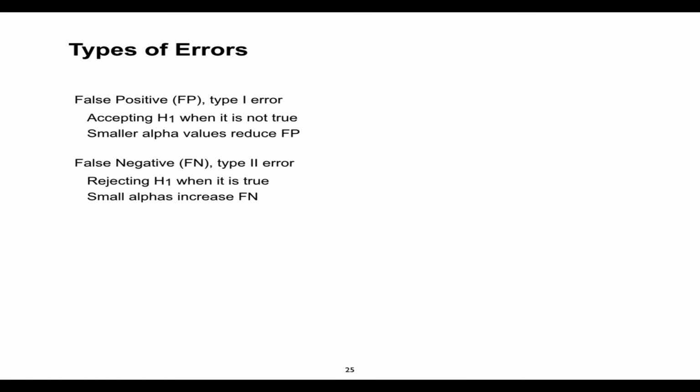And let's see, yes, types of errors. False positive is when you accept H1 when it's not true. False negative is you reject H1 when it is true. And apparently that's also one of the problems they have with the current test for the coronavirus: you get a lot of false negatives. And so people have to get measured 2 or 3 times, and it takes time.